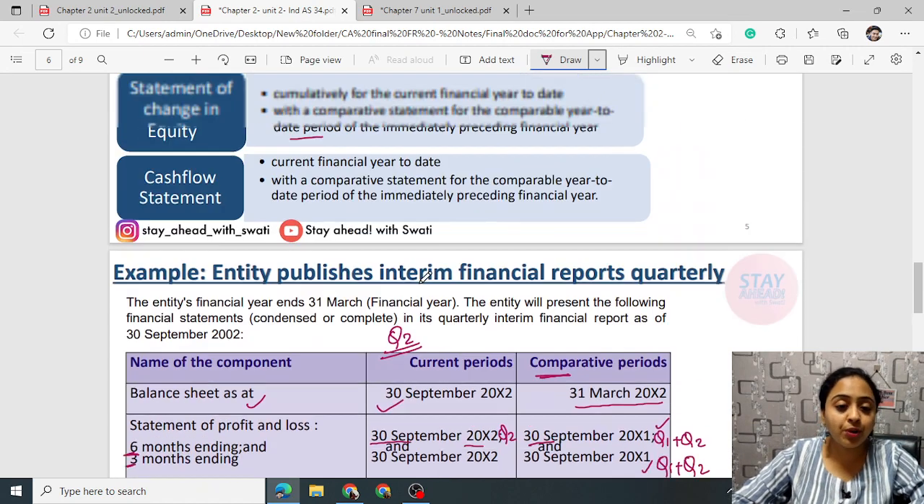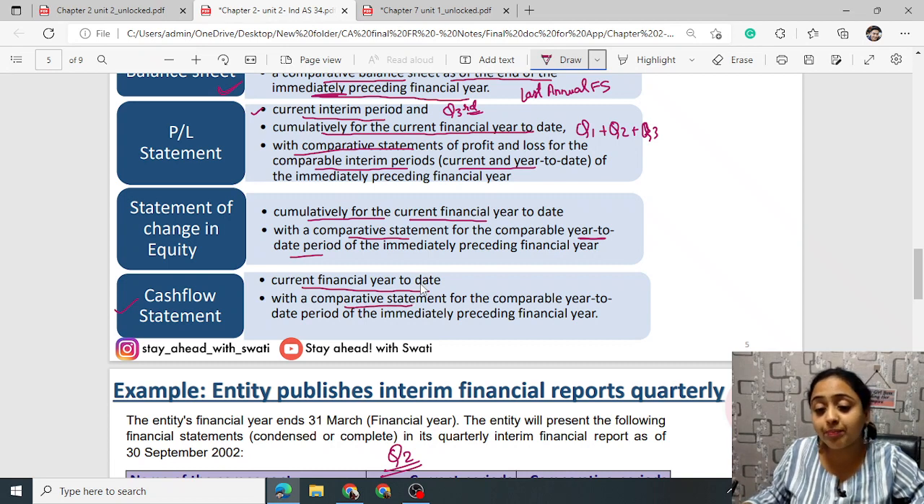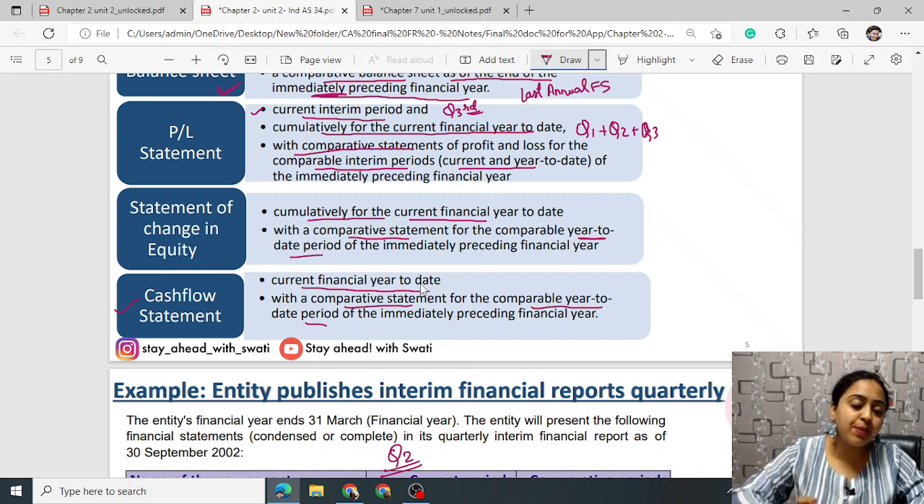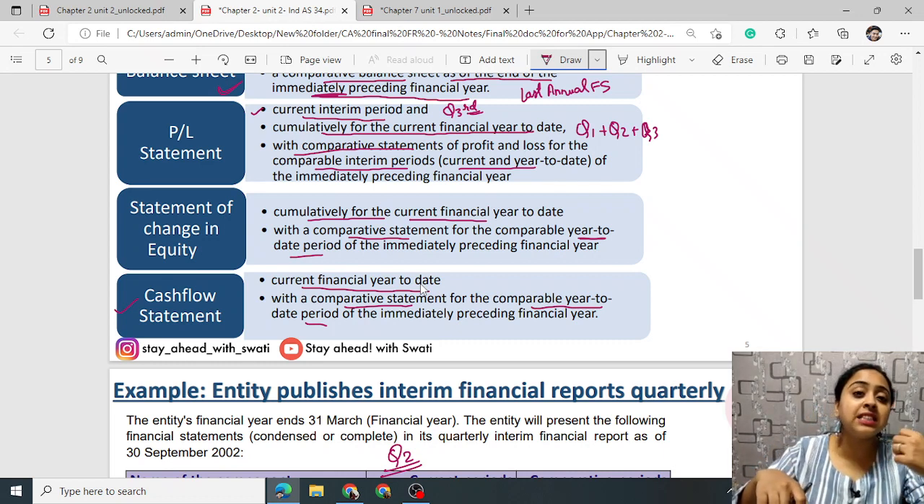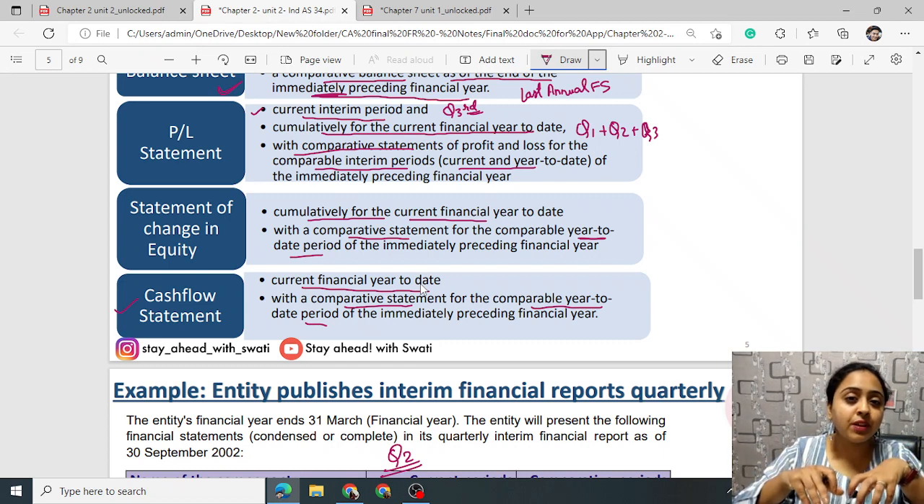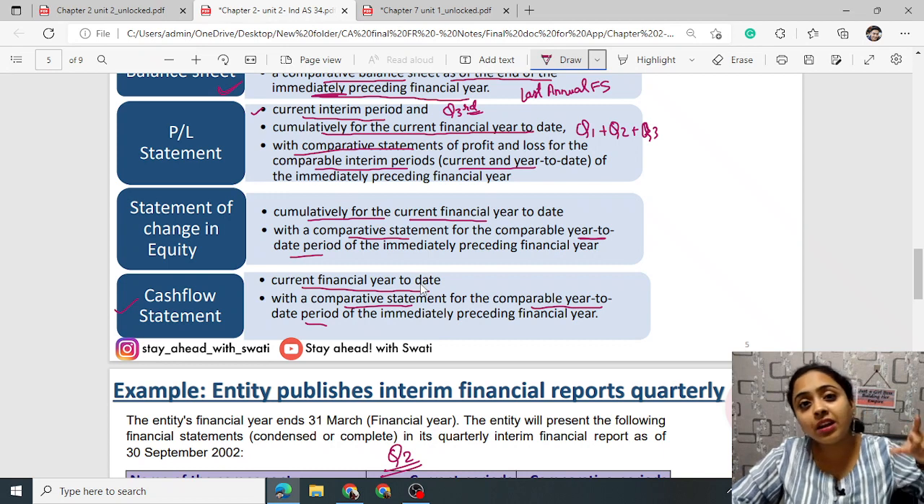Okay, reporting period. Now next, cash flow. Current financial year to date means from the start of the year till date, if it is quarter 2, 3, 4, whatever, with a comparative statement for the comparable year to date period of the immediately preceding year, and the same period for the previous financial year, so that it can be compared well, that in the last 6 months was this 1 crore rupees, and for the previous year, in the particular last 6 months, what happened.